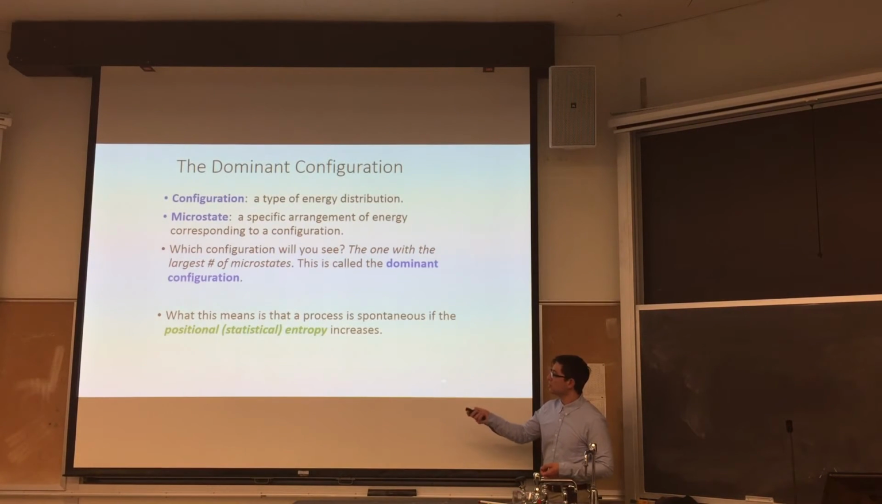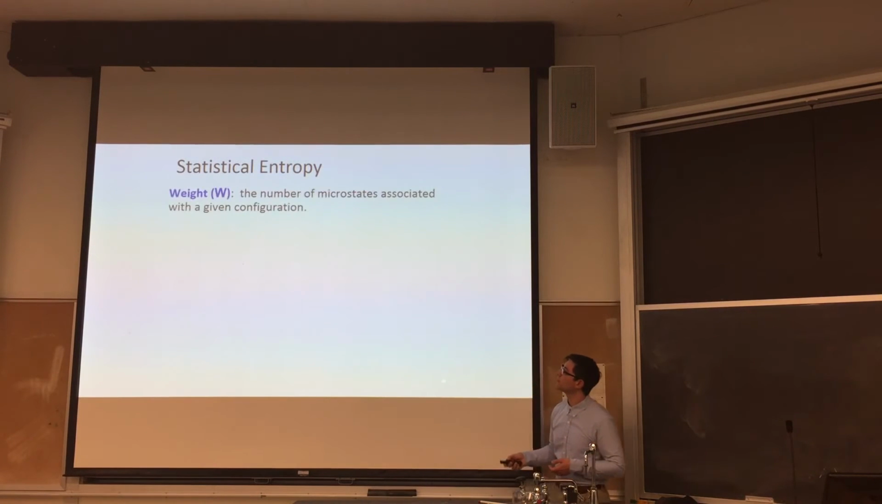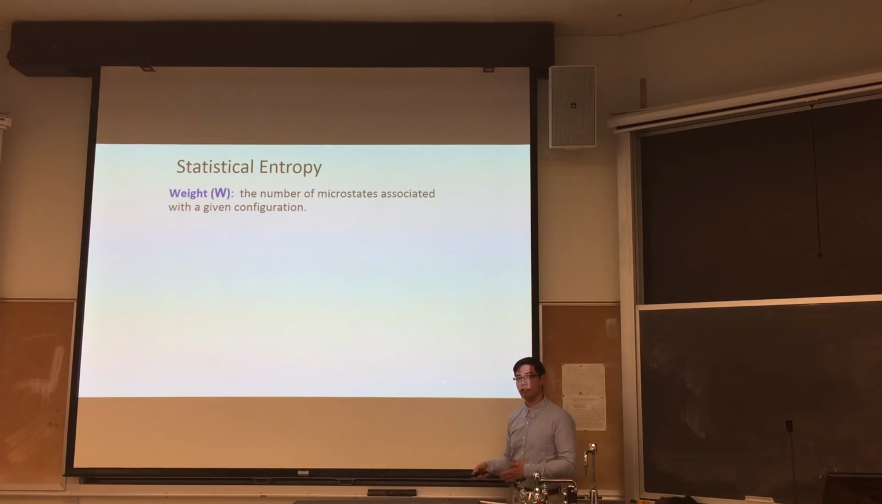And so we can actually think about measuring whether or not a process is spontaneous by counting the number of microstates of a configuration from that change. And here's another word for you. It's called weight. Weight is simply the number of microstates that a given configuration has. We just give formal labels to everything.